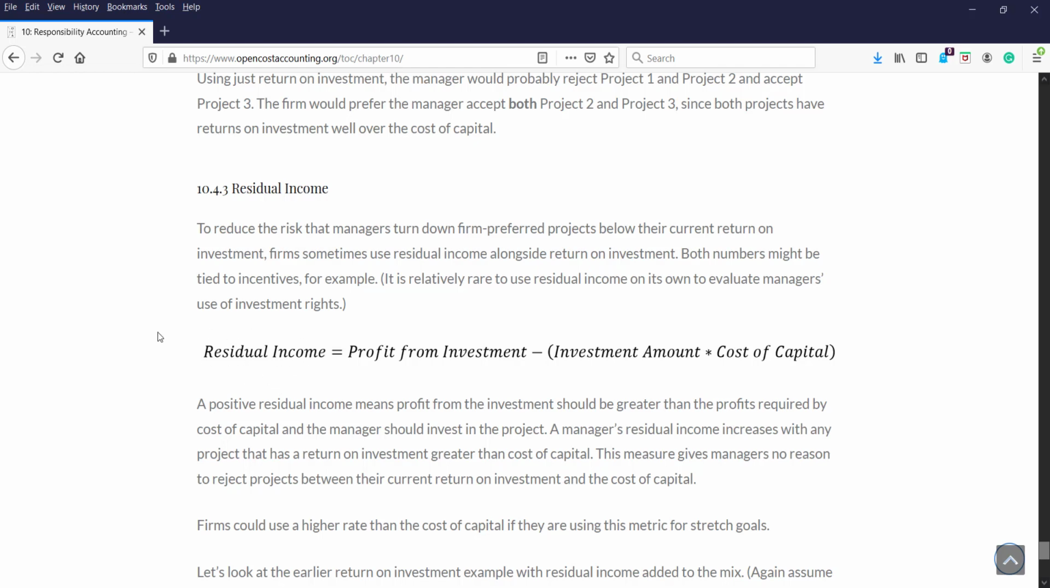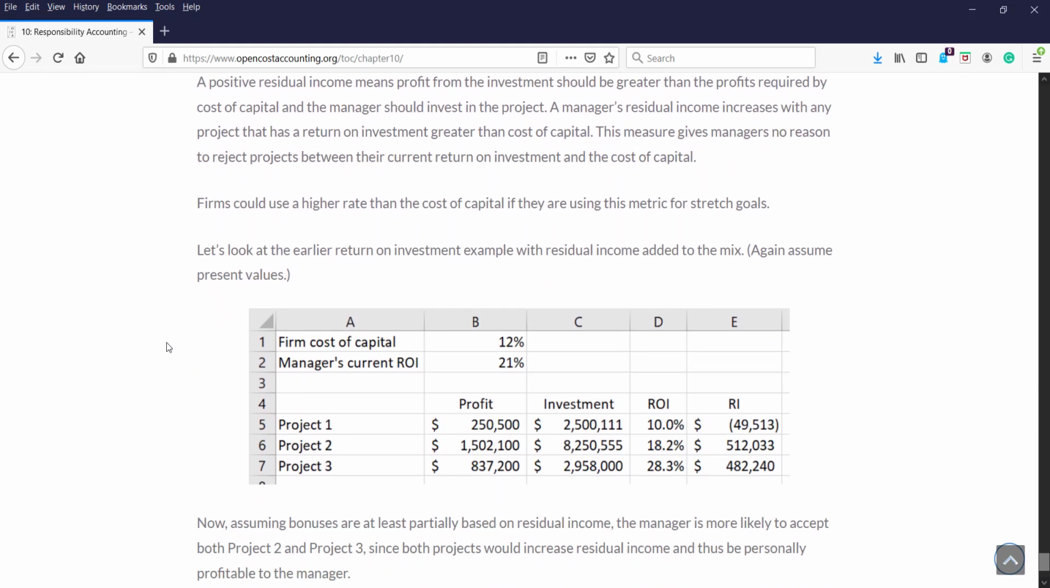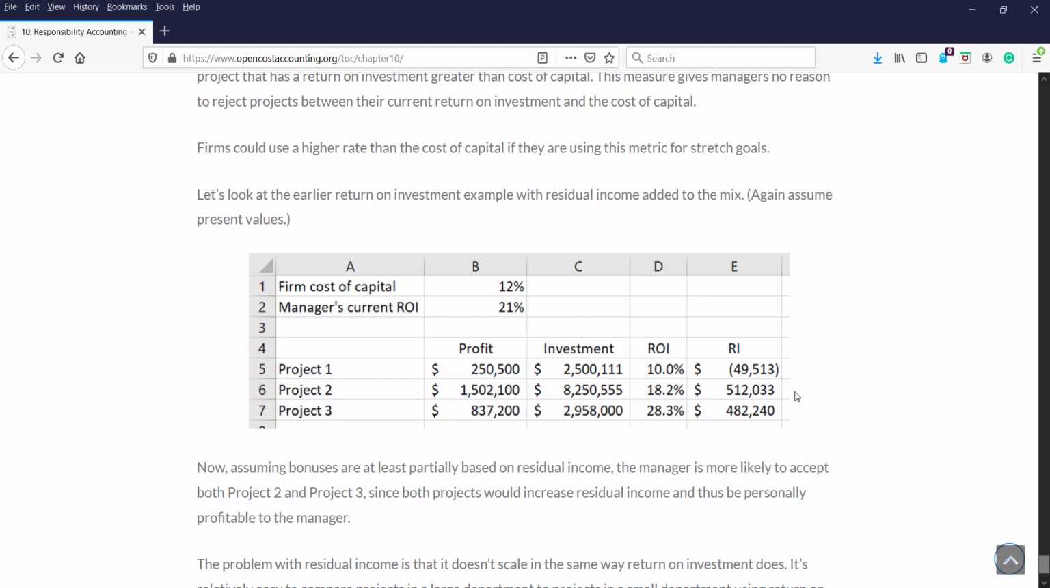Now, this is not comparable in the same way that ROI is. It's a dollar figure. So big departments will have big residual incomes. Small departments will have small residual income. You've lost that comparability because it's now scaled by investment amount. But what this does is it does measure in absolute dollars the benefit to the firm of the project. So because this 10% ROI in project 1 is below the 12%, we have a negative residual income. Because these two have a higher ROI than the cost of capital, we have a positive residual income.